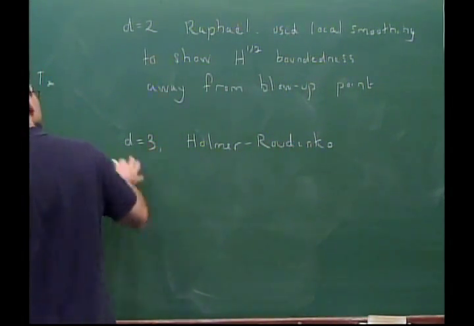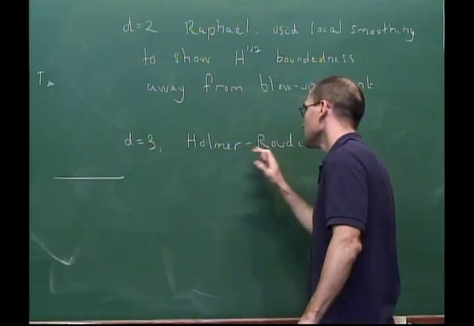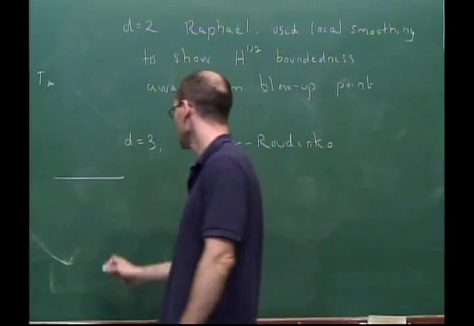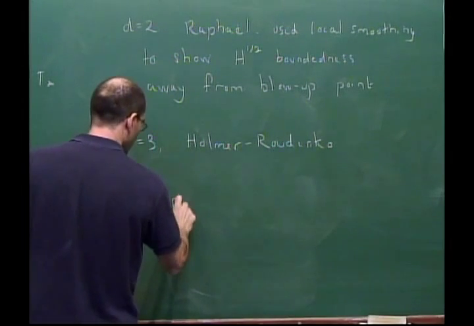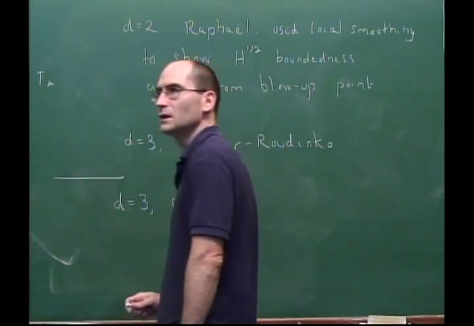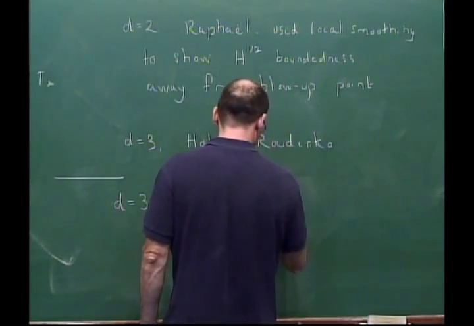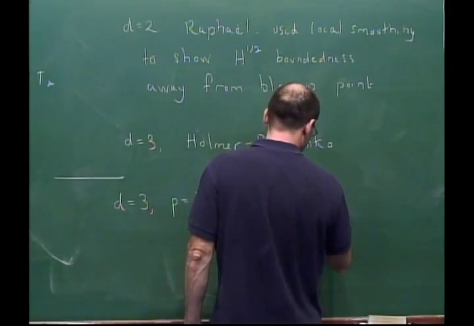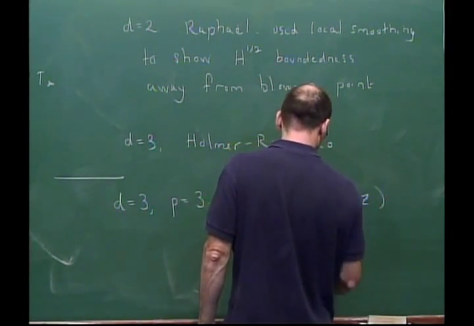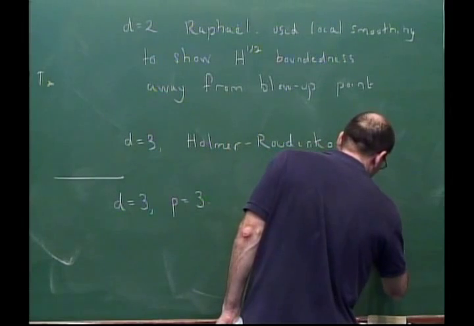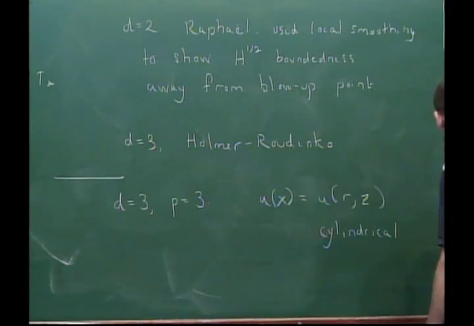So now another version of this initial result that I did with Svetlana was to work in 3D cubic. So if you take d equals 3, p equals 3, and assume that u is cylindrically symmetric, so you assume that u of x is u of r, z, where this is cylindrical coordinates.